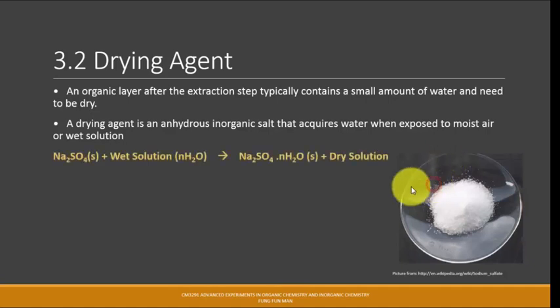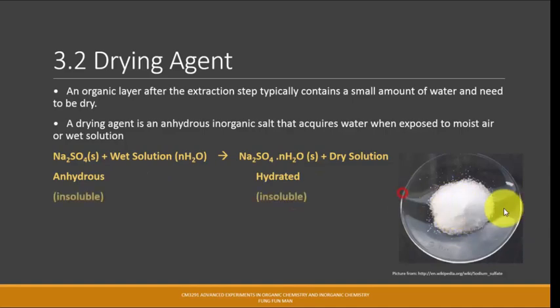So for the equation here, I'm just using sodium sulfate as a sample. We have a wet solution. It will form the hydrates of the salt, okay, leaving behind the dry solution. This dry solution, what I mean is a solution using a solvent like DCM or ethyl acetate, dry and free of moisture. So this is anhydrous and that is hydrated sodium sulfate.